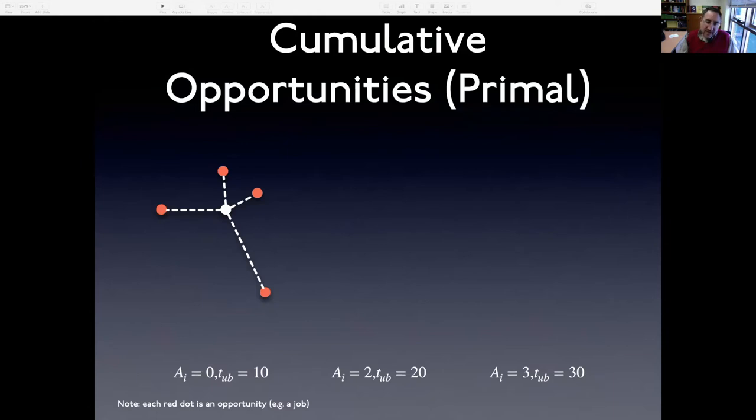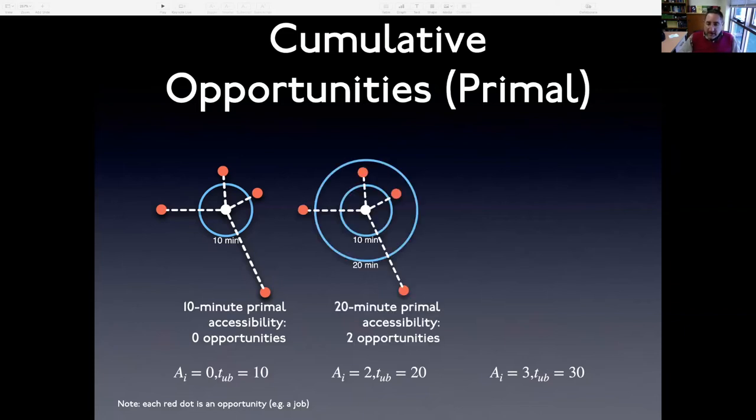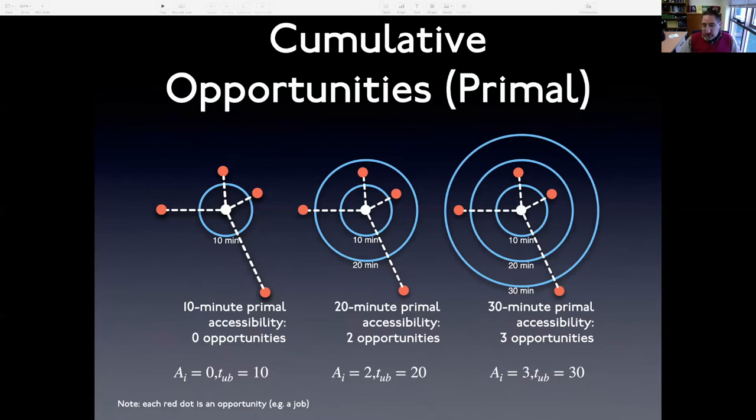So imagine we're at the white dot, we're interested in red dots, how many red dots can we get to? If we draw a 10-minute circle around our white dot, which is the blue ring there, we can't reach any of the red dots. So our 10-minute primal accessibility is zero. In 20 minutes, we can reach two of the red dots. And in 30 minutes, we can reach three of the red dots. We can reach three opportunities. And so in that case, we say our 30-minute accessibility is three.